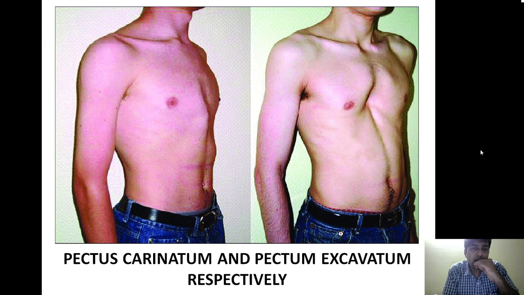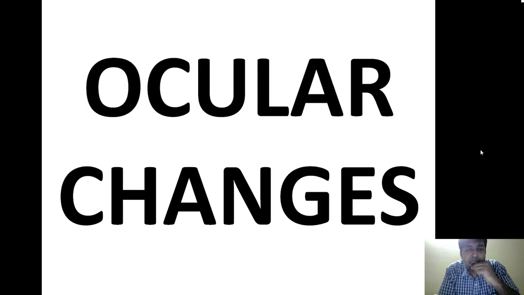carinatum, outwardly projecting breast, or the pigeon breast deformity on the left side. And on the right side, you can see a depressed sternum, the pectus excavatum. So first is the pectus carinatum, second is the pectus excavatum. Okay, now let us look at the ocular changes.